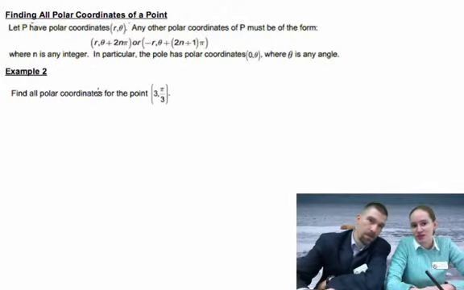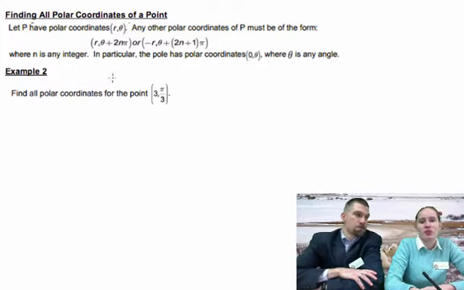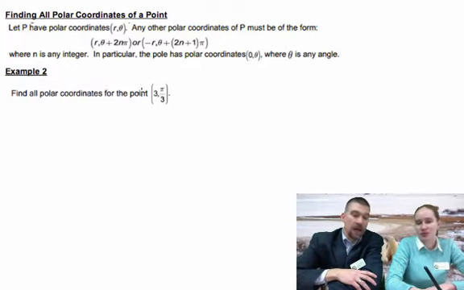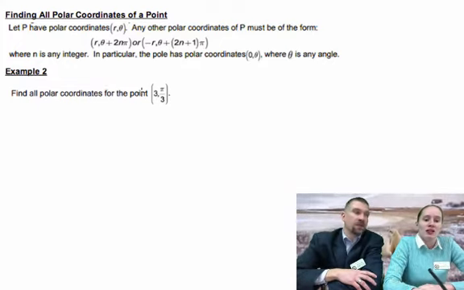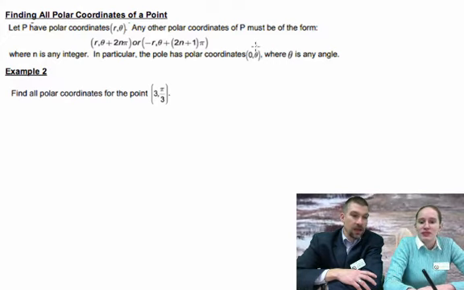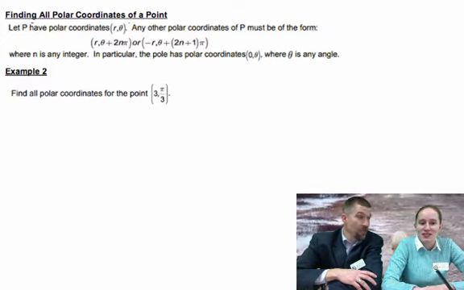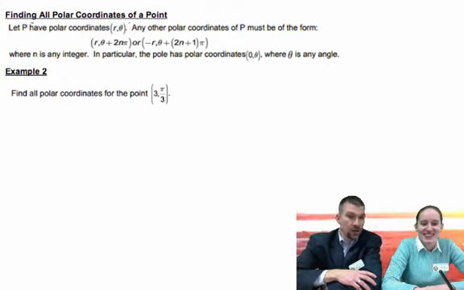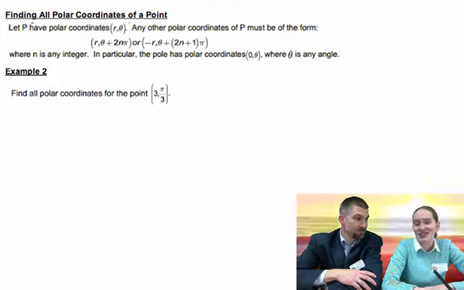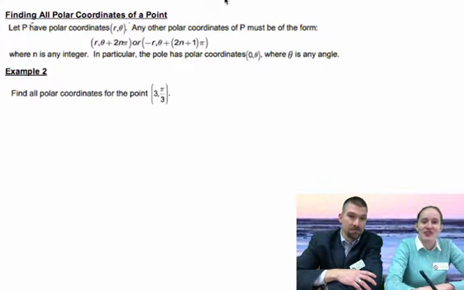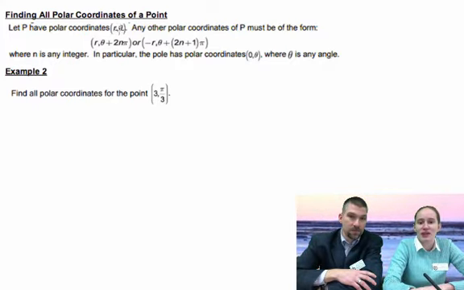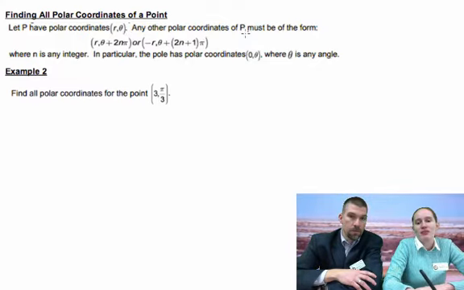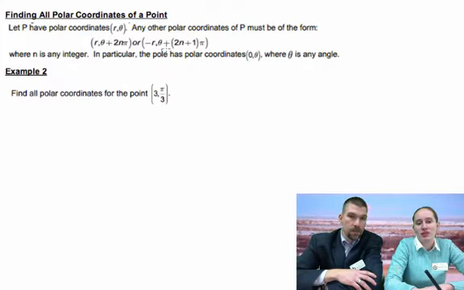As we mentioned, there are a lot of different ways you could write the same point in polar coordinates. A lot of different ways? In fact, infinitely many different ways. Chuck Norris counted to infinity twice. That sounds like something he would do. Okay, so we have a formula up here. If we have the polar coordinate (r, theta), any other polar coordinates of that point must be of the form this or this, where n is any integer.